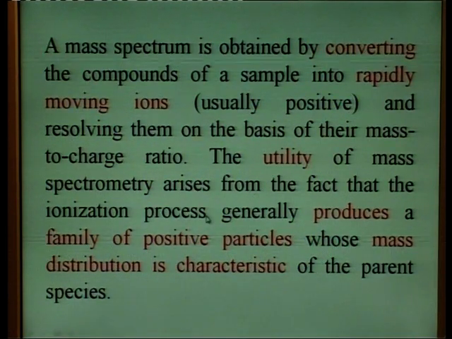Now, how is it made possible? A mass spectrum is obtained by converting the sample into moving ions, and this is done by bombardment of electrons or other methods. The utility of mass spectrometry is from the fact that it produces a family of positive particles whose mass distribution is characteristic of a particular compound.